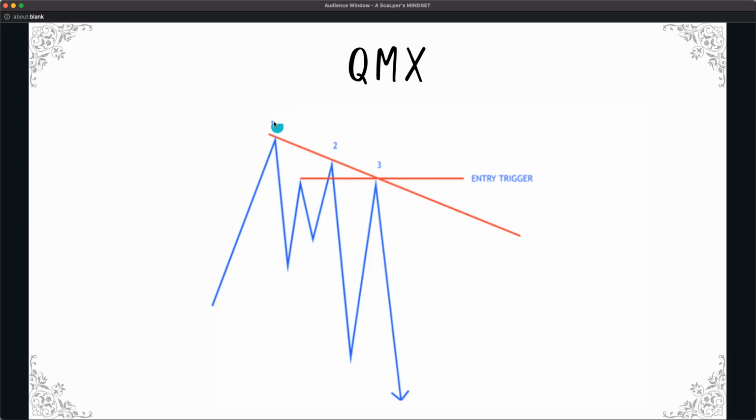So again, in this side where this angle is here, it can be just a peak like that, or there could be another QM here, and this is the follow-up QM. But remember, the head of the QM is always going to be the second tap of the trend line. Your third tap is always going to be your entry point, okay? So this is a QMX continuation move, okay?